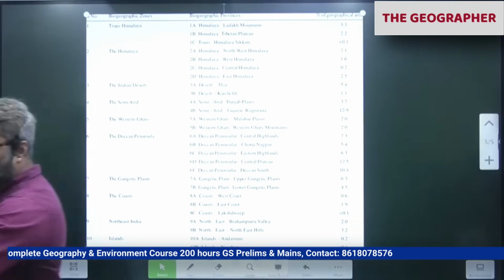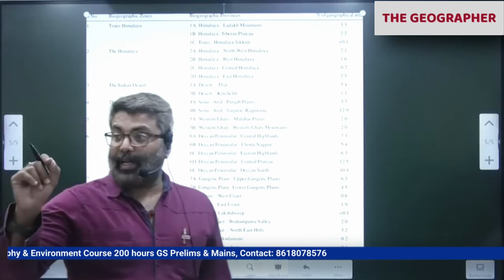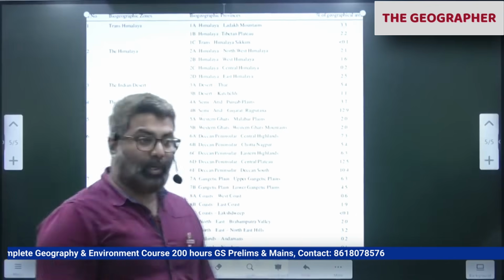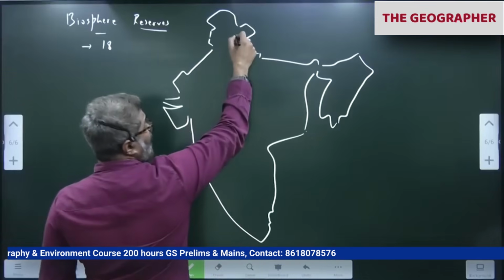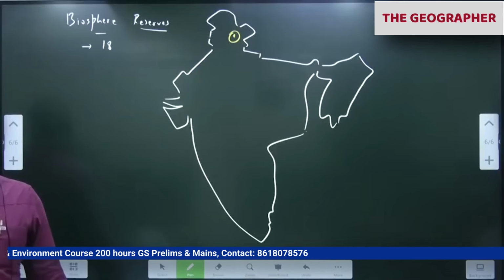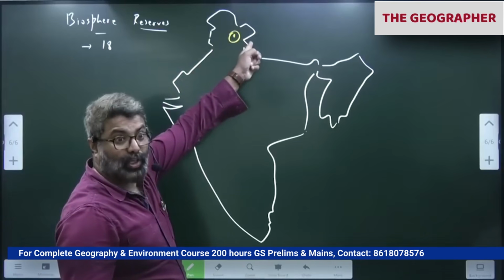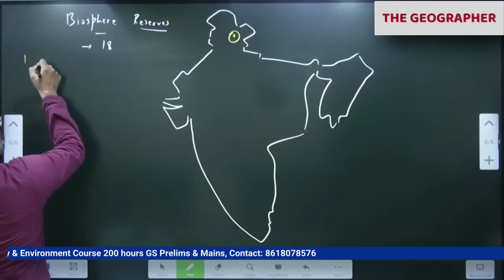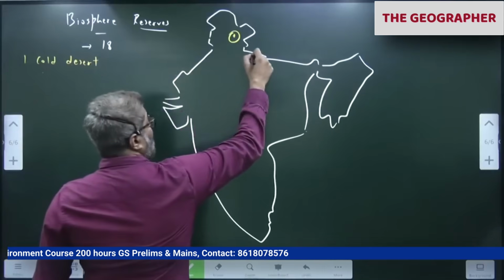In the same map, I want you to notice Biosphere Reserve. What is the symbol for Biosphere Reserve? You notice? Blue star. Blue circle and a star. So I want you to identify the 18 Biosphere Reserves now. Notice this first one. I want you to start from the first one. Notice the symbol. That is here. Cold desert, cold desert of Ladakh and Himachal Pradesh. First one is cold desert. Second one, Nanda Devi.